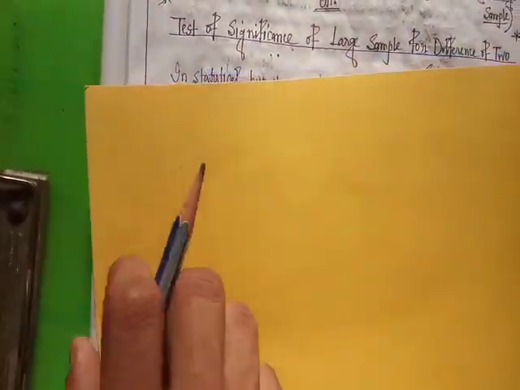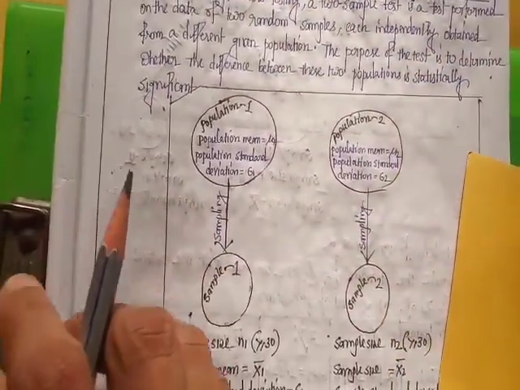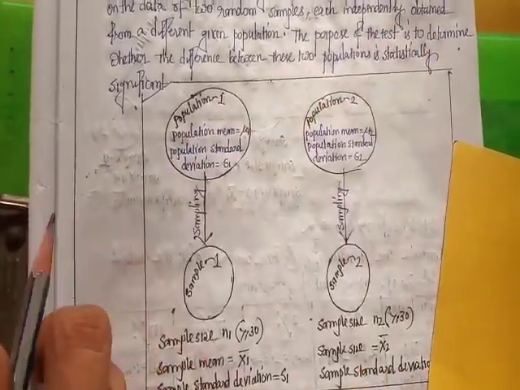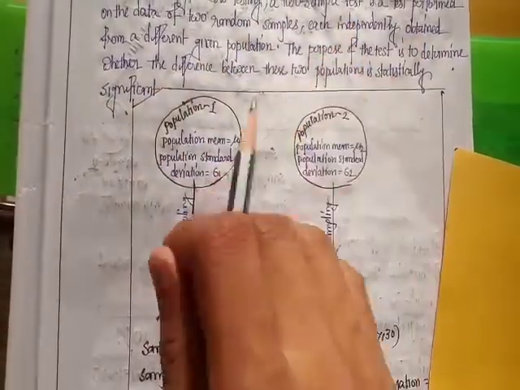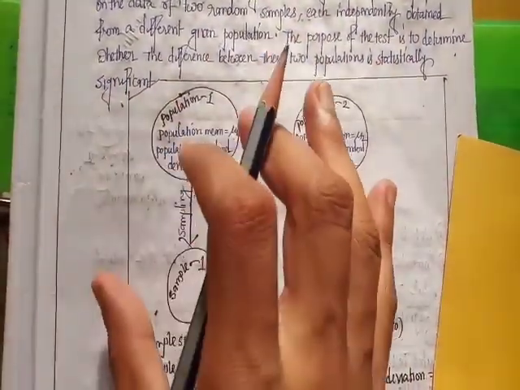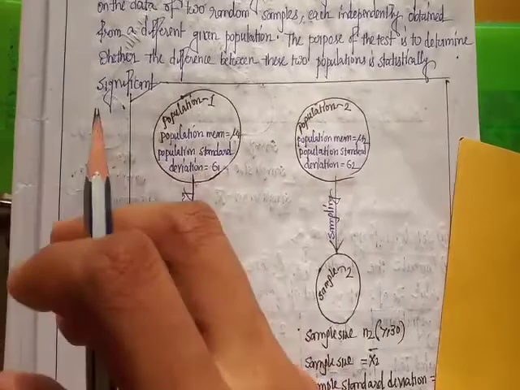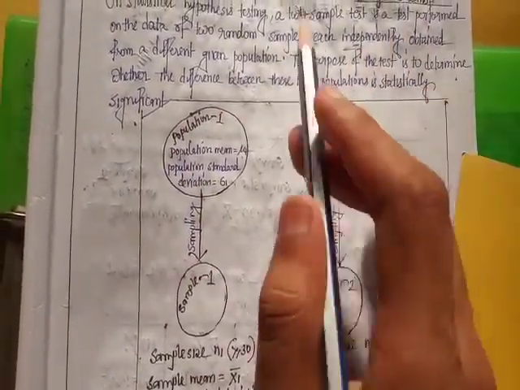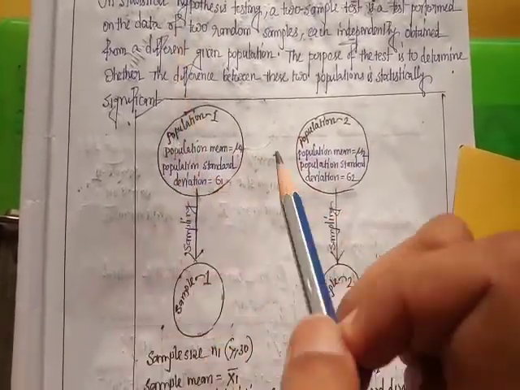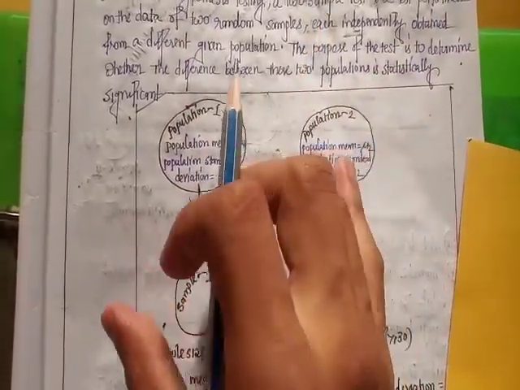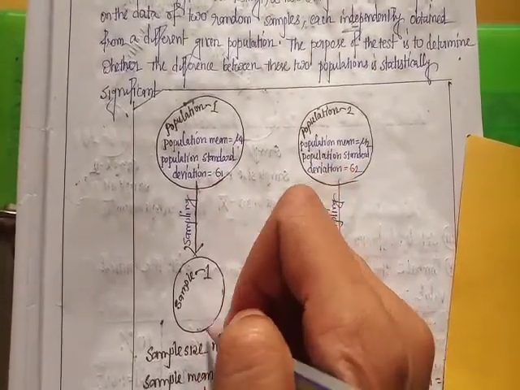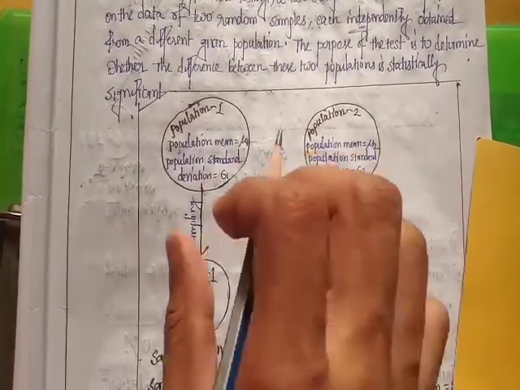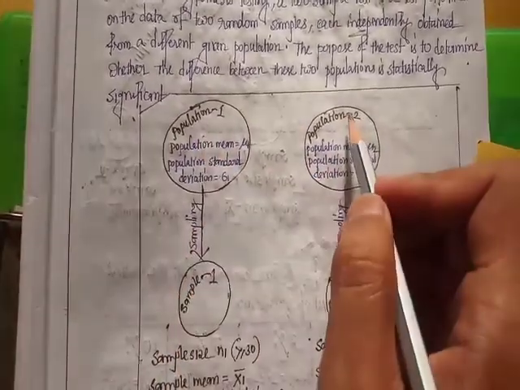Now draw a figure. This is population 1, this is population 2. We will choose one sample from each population, and they are independent of each other. Choosing a sample from a population is called sampling. We already discussed this process.